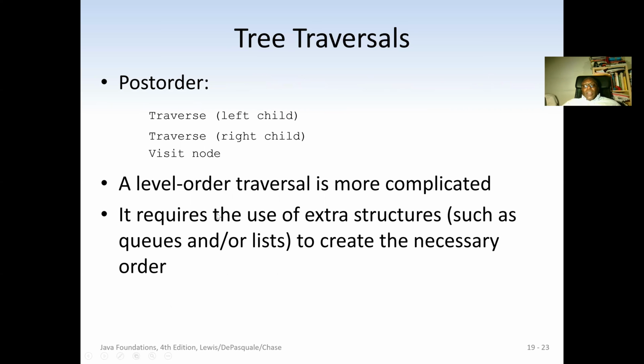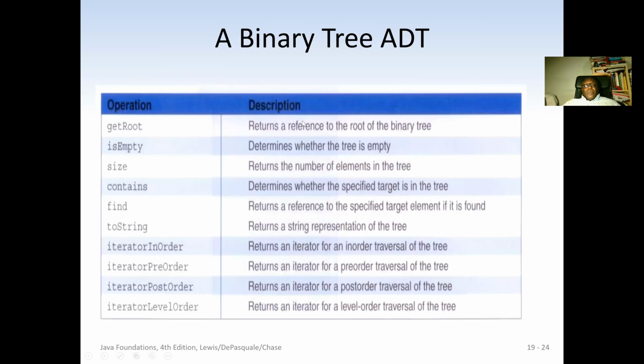Then the level order is more complicated in terms of the coding, but it requires the use of extra structures such as a queue and/or list to create the necessary order. And we may see the code again in our next class. So this is the binary tree ADT.